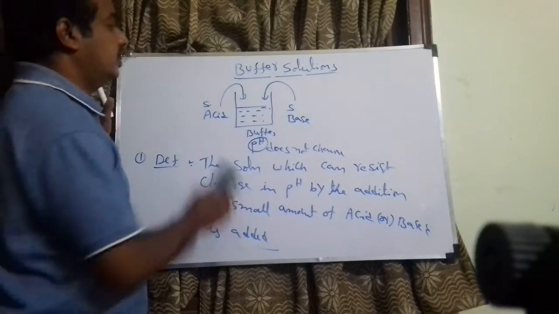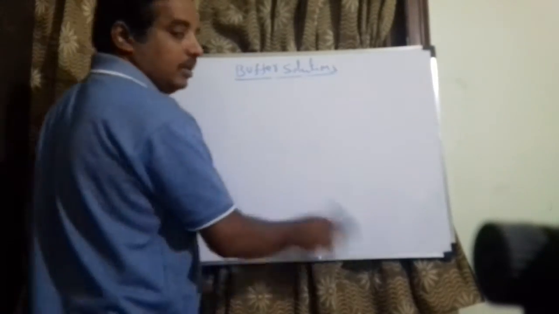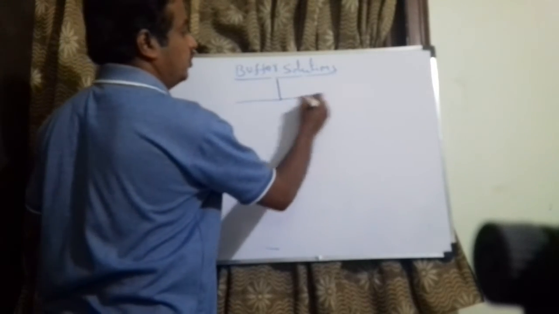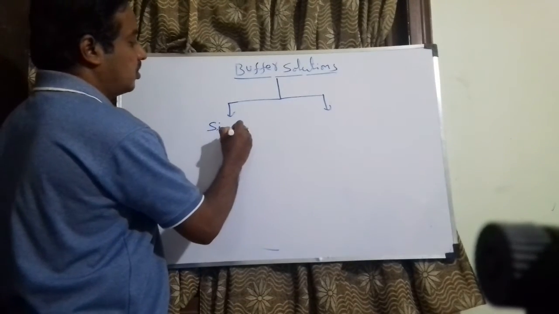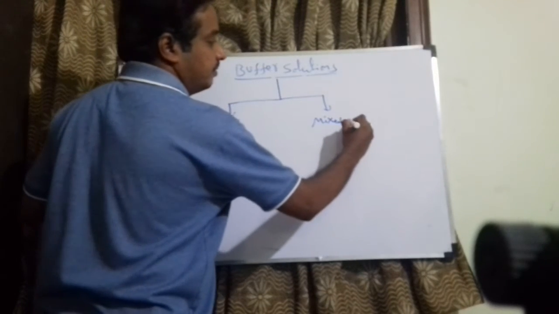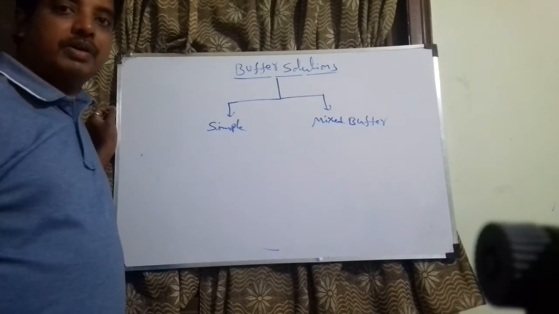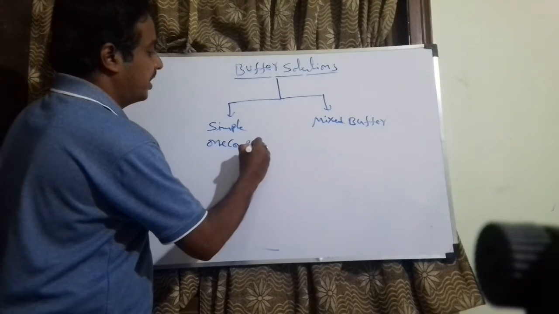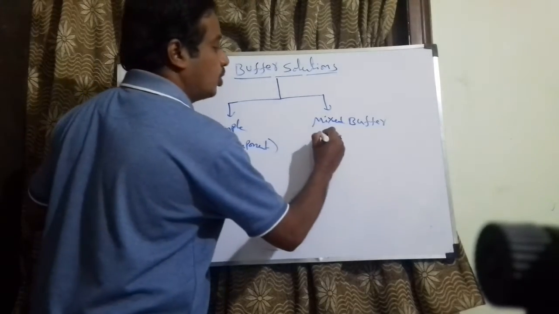What are the types of buffer solutions? Buffer solutions are classified into mainly two types. The first one is simple buffer solution, the second one is mixed buffer solution. The simple buffer contains only one component. The mixed buffer contains two components.